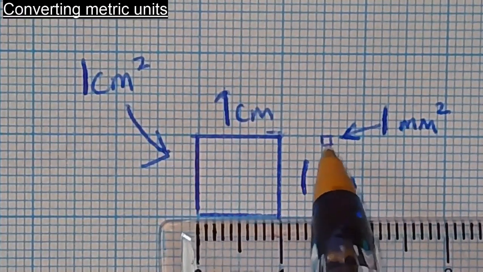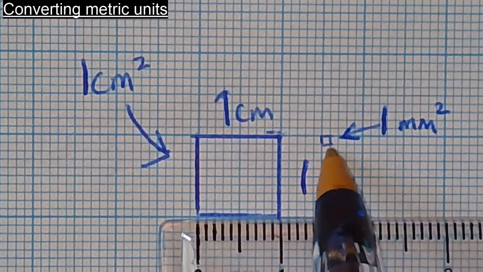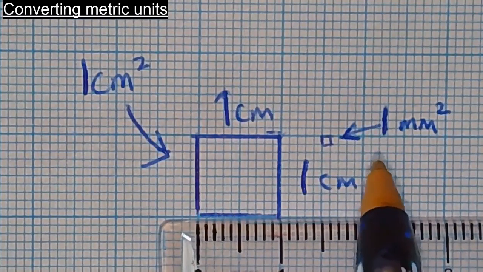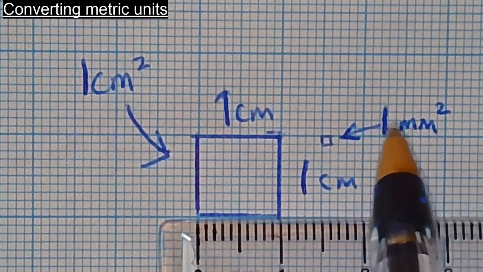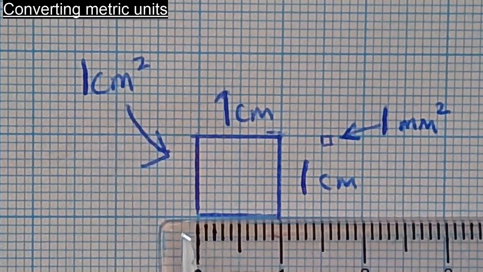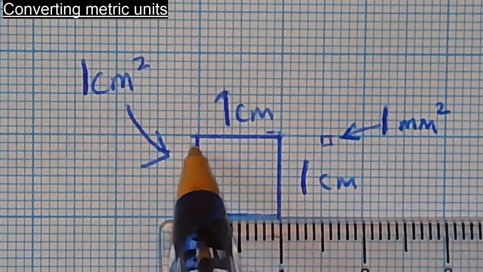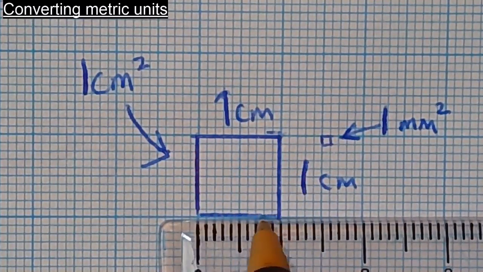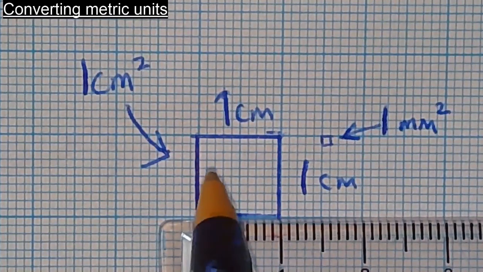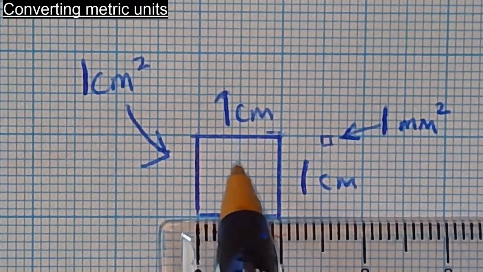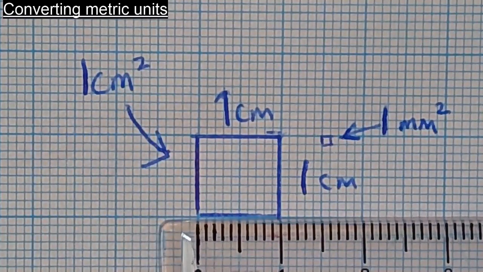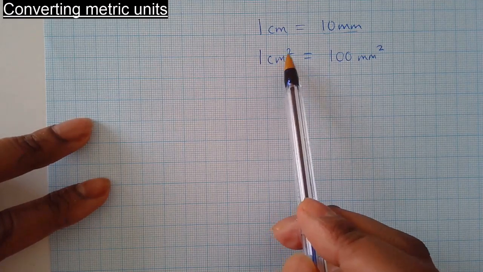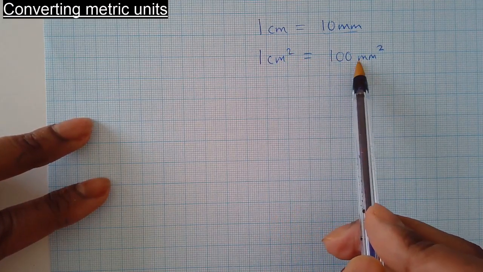But how many of those little squares fit in this big square? So I'm asking, what is the connection between 1 millimeter squared and 1 centimeter squared? How many of these fit in this? We can see 10 squares this way, 10 squares that way. So 10 by 10, 10 times 10 is 100. So you've got 100 millimeter squared that fit inside 1 centimeter squared. So we've established that 1 centimeter squared is equal to 100 millimeter squared.